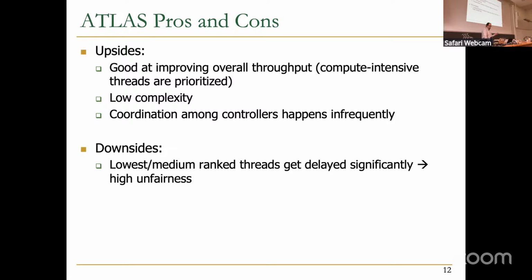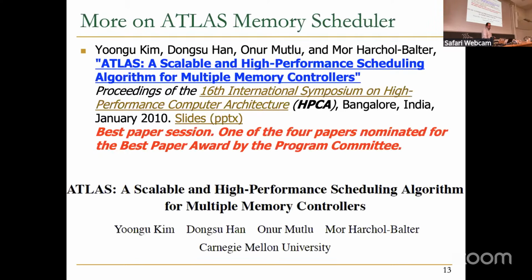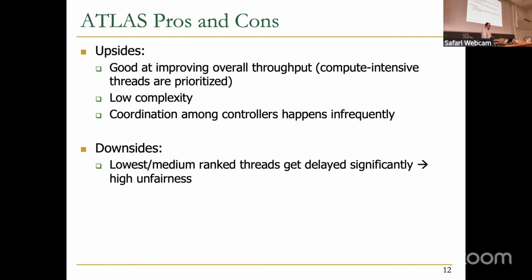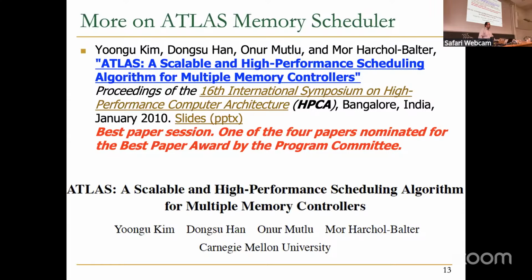But also, as a downside, the lowest and medium rank threads get delayed significantly, so it can lead to high unfairness. I think that's the main problem of this work. In this work, we focus only on performance, but it can lead to quite bad fairness if we have threads that are frequently ranked as lowest and medium. But if you're interested, you can read the paper. It's going to be one optional reading in our homework.